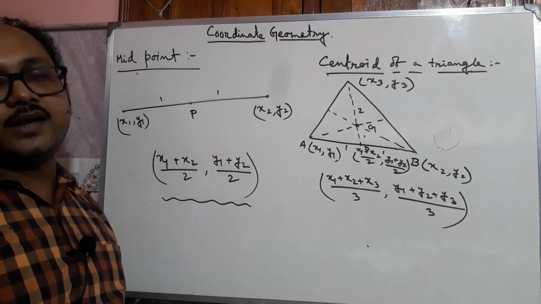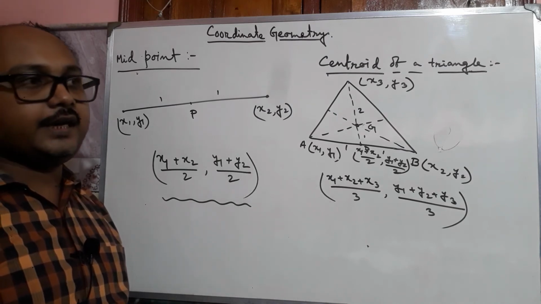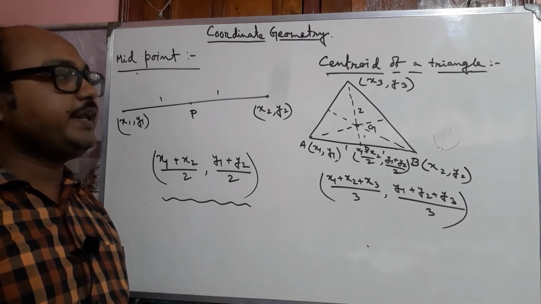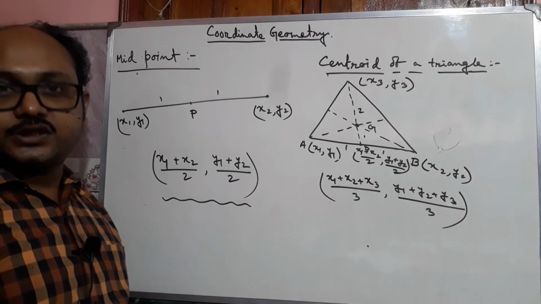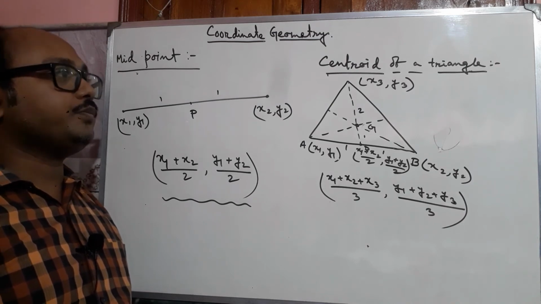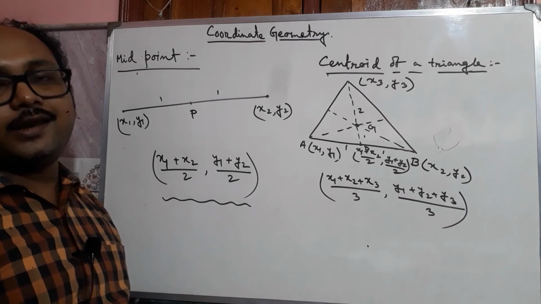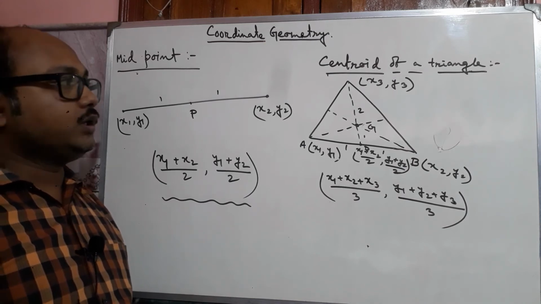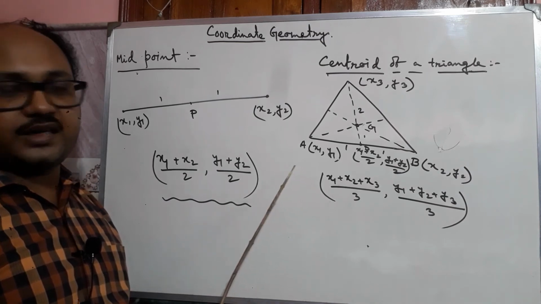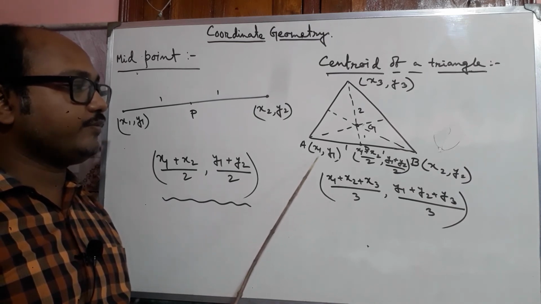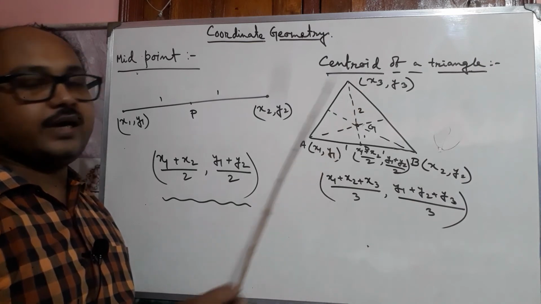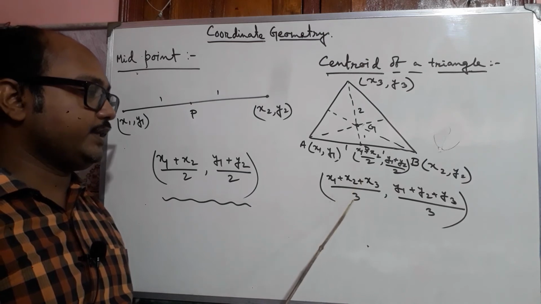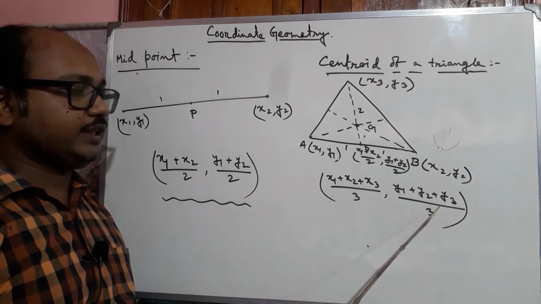Similarly, we can find the centroid of a triangle. What is the centroid? The point of intersection of the three medians of a triangle is known as the centroid. We can get the coordinates of the centroid of a triangle using the section formula. If the three vertices of the triangle are (x1, y1), (x2, y2) and (x3, y3), then the centroid will be ((x1 + x2 + x3) by 3, (y1 + y2 + y3) by 3).